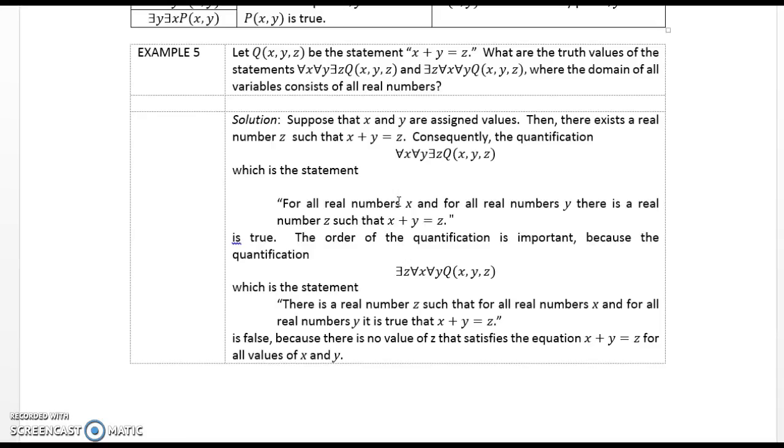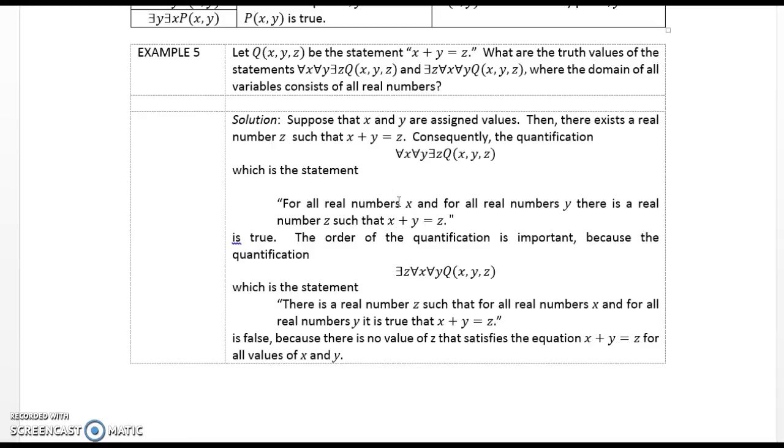Solution. Suppose that x and y are assigned values. Then there exists a real number z such that x plus y is equal to z. Consequently, the quantification "for all x, for all y, there exists z, Q(x,y,z)", which is the statement "for all real numbers x and for all real numbers y, there is a real number z such that x plus y equals z", is true.